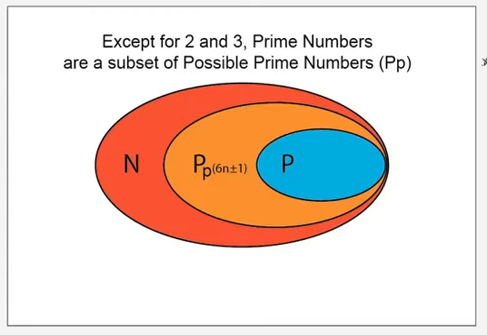So what we really have is a set of natural numbers. A subset of that is the possible primes. These are all the numbers that are not divisible by 2 or 3. They include primes, and they also include some non-primes. And then a subset of that is the primes.